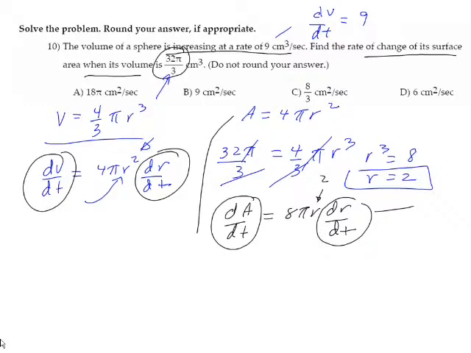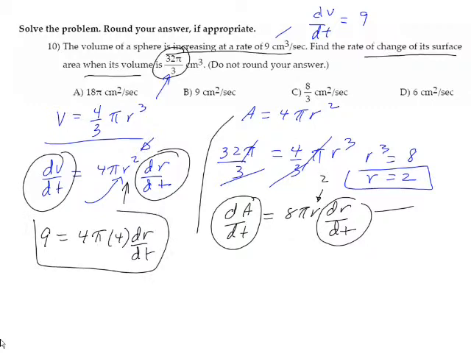We're given that dV/dt is equal to 9, equals 4π times r squared, which would be 4. r is equal to 2, recall. So dr/dt can be determined from this equation. So dr/dt is equal to 9 divided by 16π.